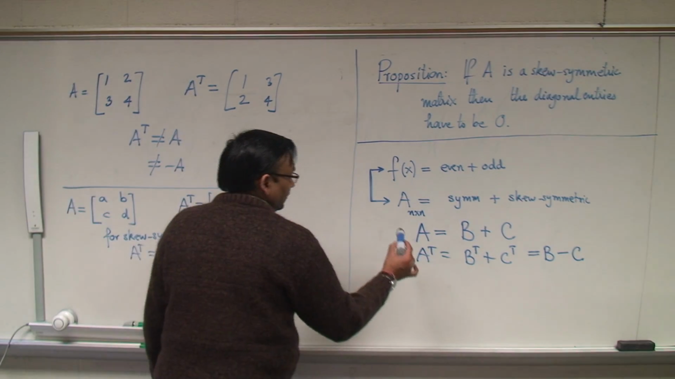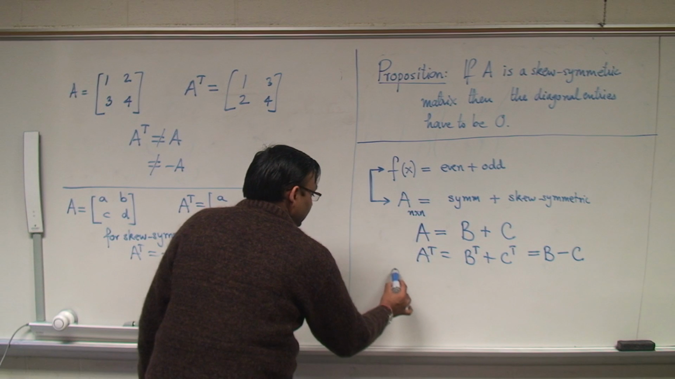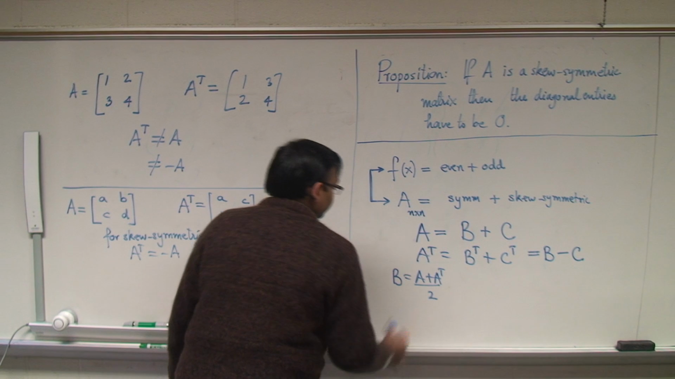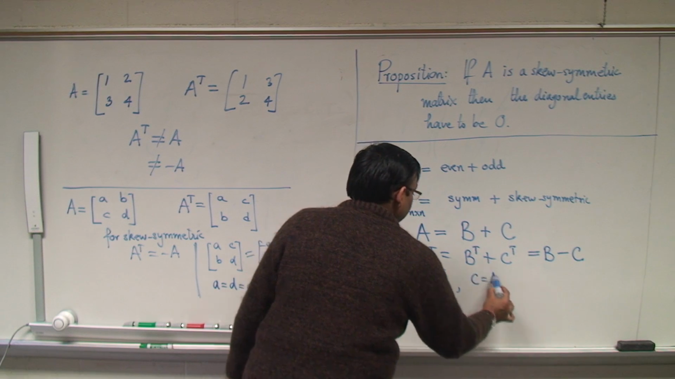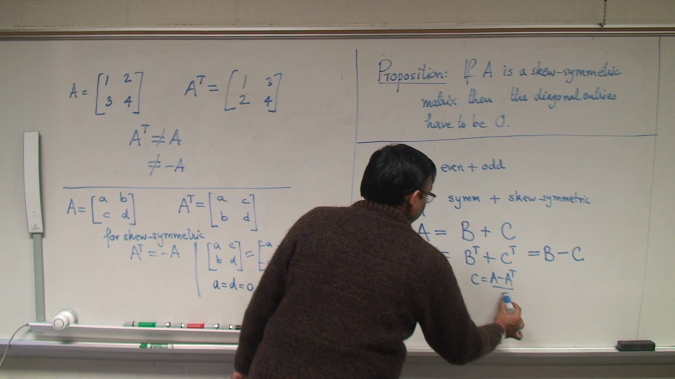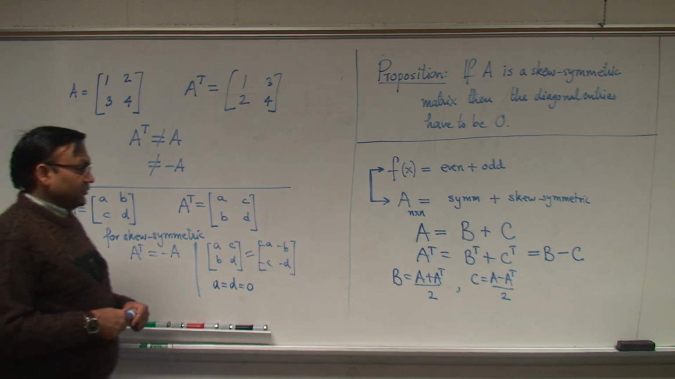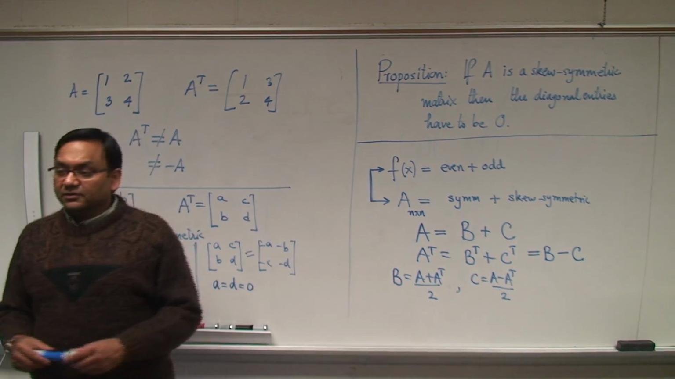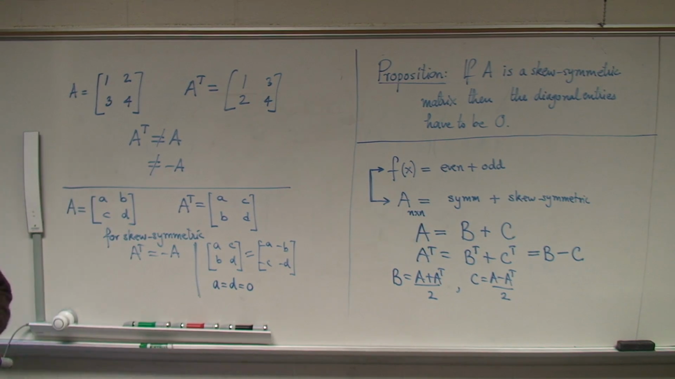Now I can solve for B and C. If I add these two matrix equations, I will get B must be A plus A transpose over 2. And if I subtract these two, I will get C as A minus A transpose over 2. And if you remember, just a while ago we showed that A plus A transpose is a symmetric matrix, and A minus A transpose is a skew-symmetric matrix. So we can always write any matrix as a sum of a symmetric plus a skew-symmetric matrix.